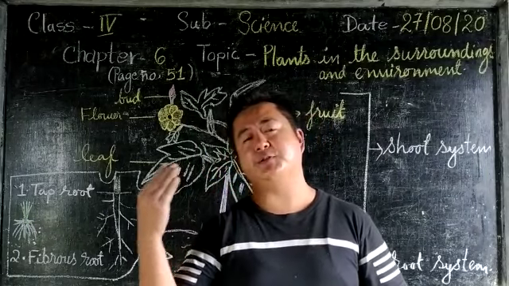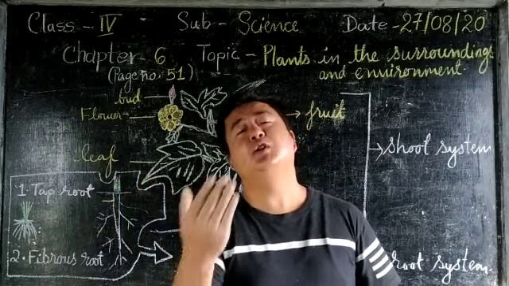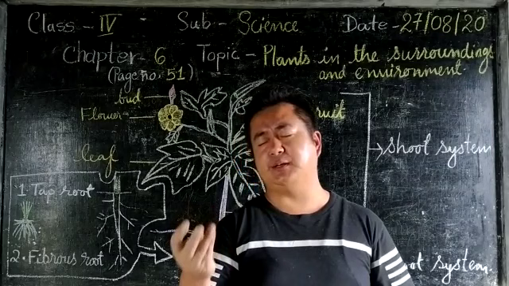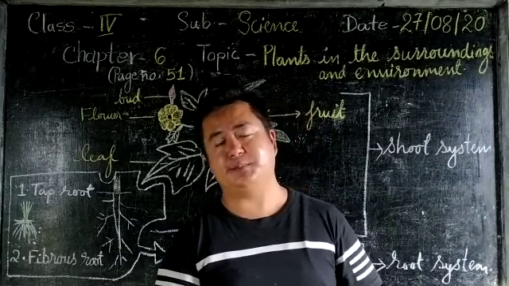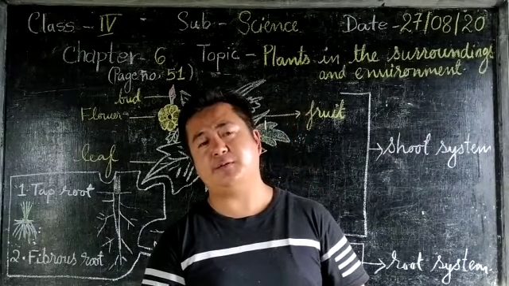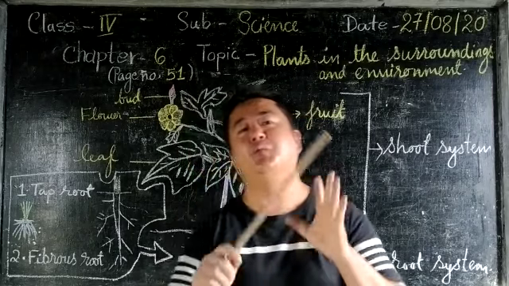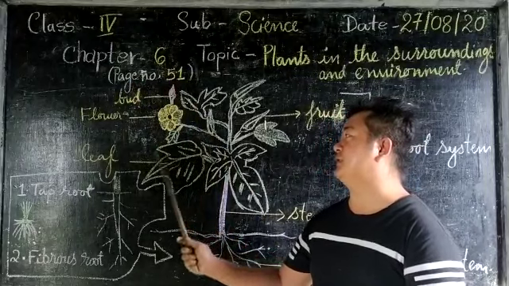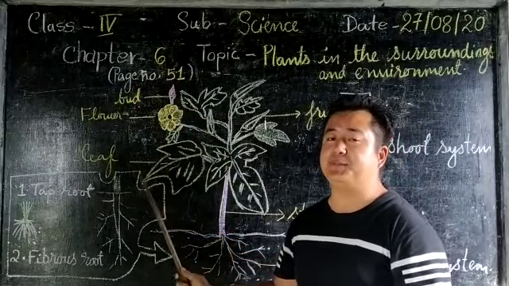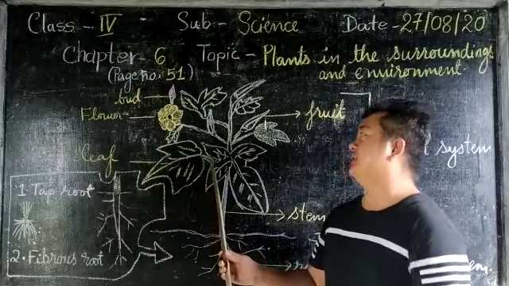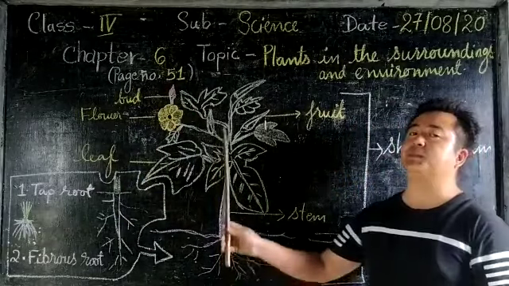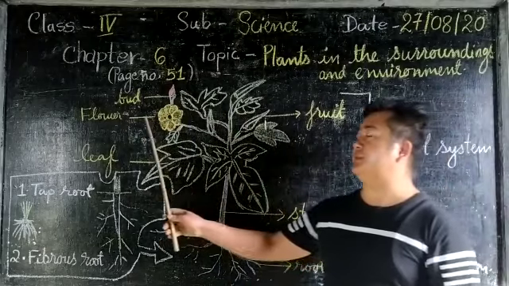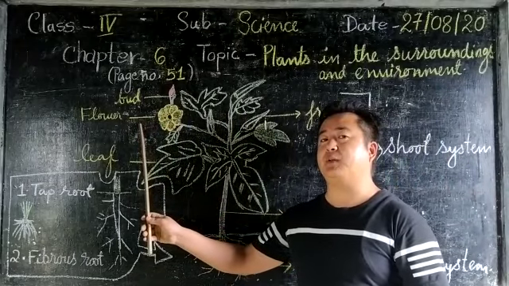For the process of photosynthesis, what is required? Sunlight, water, minerals, and air are required to prepare the food. And the food is prepared here in the leaf, and later on it is supplied to the different parts of the plant. Okay? And the other part of the plant is the flower.